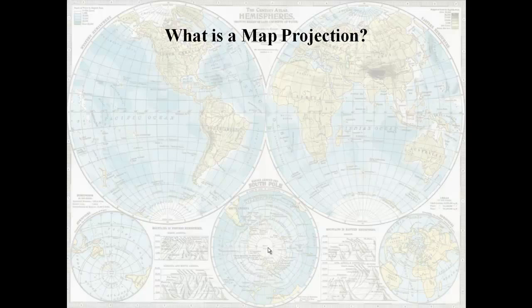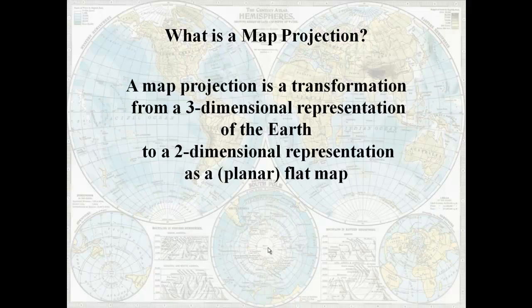Okay, enough coordinate systems. What's a map projection? A map projection is a transformation from a 3D representation to a 2D representation. Now this says it's of the Earth. It can be of any object that you want to project into a planar map. But for our instances, most of the time we're going to talk about the Earth, so we're thinking about a map projection as going from the 3D elliptical Earth to a 2D map.